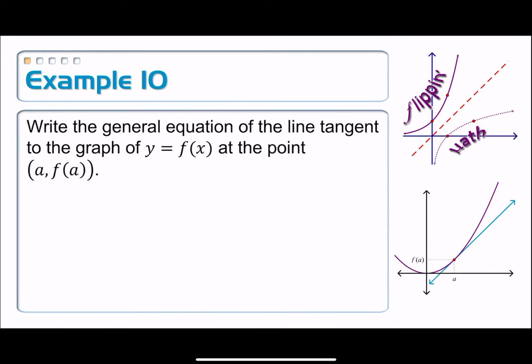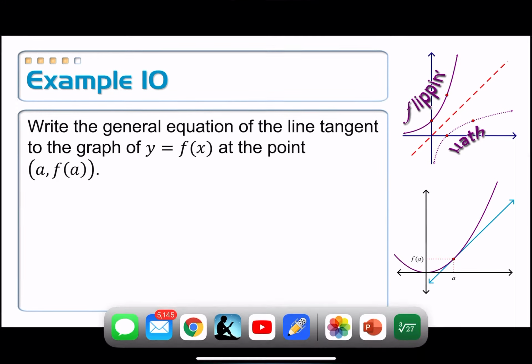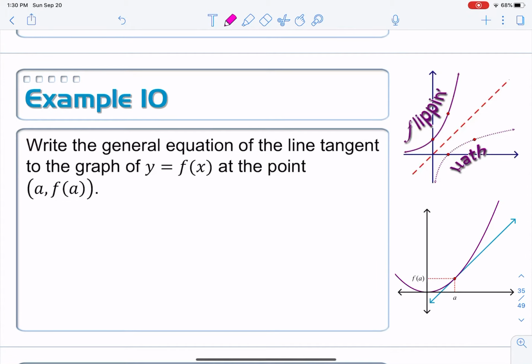So on example 10, we want to write the general equation of the line tangent to the graph y equals f of x at the point a comma f of a. And this is a very common thing that we have to do on the calculus exam. We're given some sort of function and we want to find the equation of the tangent line at that particular point. What two pieces of information do you need in order to write the equation of a line? You need a point, which we have, and we need a slope. How am I going to find that slope? I'm going to find it by taking the derivative of that function at point a. So here's what that would look like.